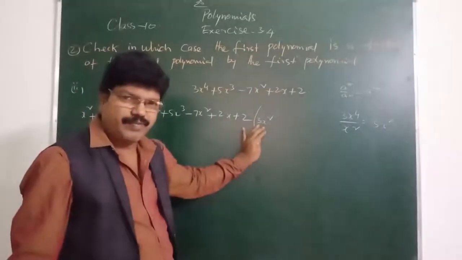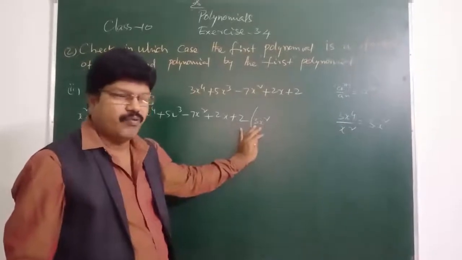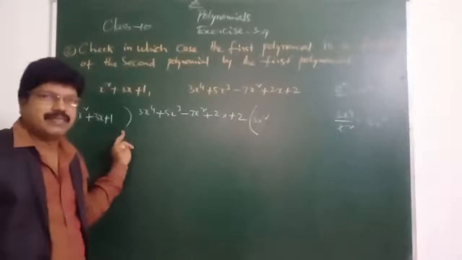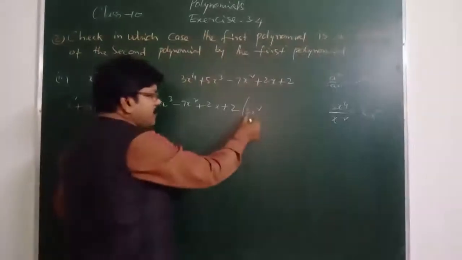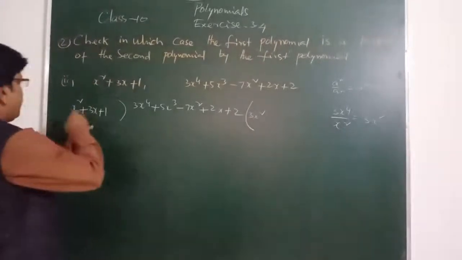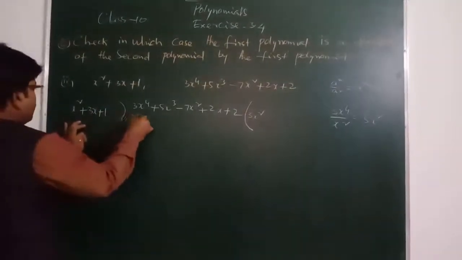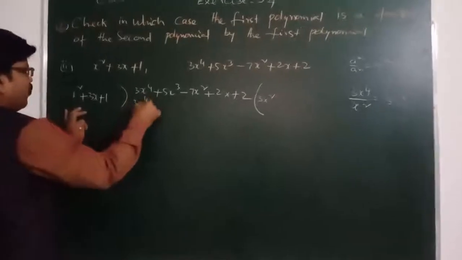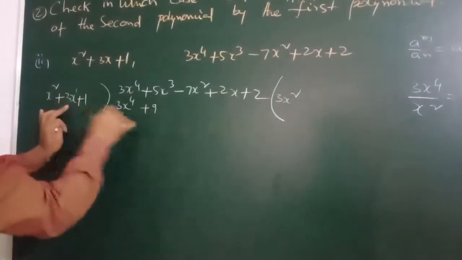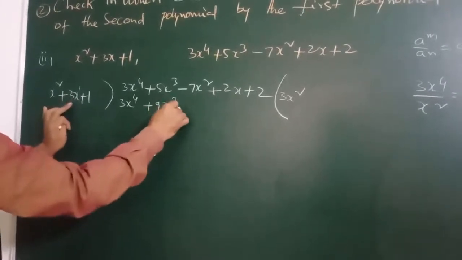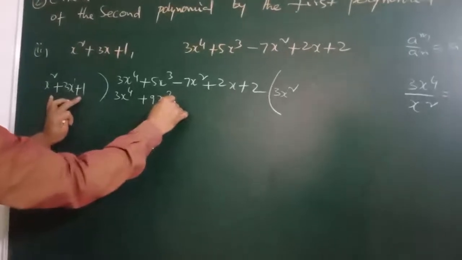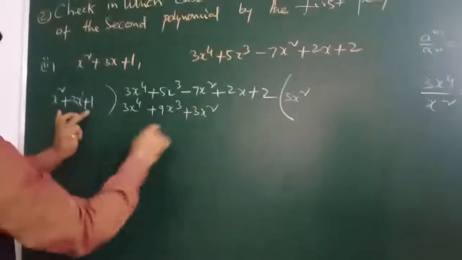We multiply the first term of the quotient by the total divisor. 3x square into total divisor: 3x square into x square, x power 4; 3 3s are 9, x power 1 into x square, x cube; and plus 3 1s are 3, x square.